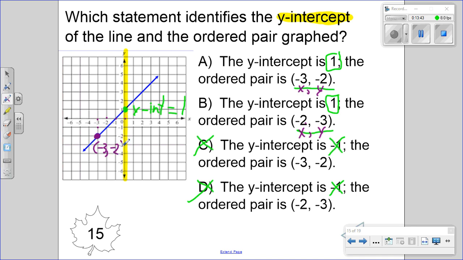Now that I know my ordered pair is -3, -2, it's just my x coordinate and then my y coordinate, the best answer choice here is choice A. B was close, it had the correct y-intercept, but they wrote the ordered pair backwards.